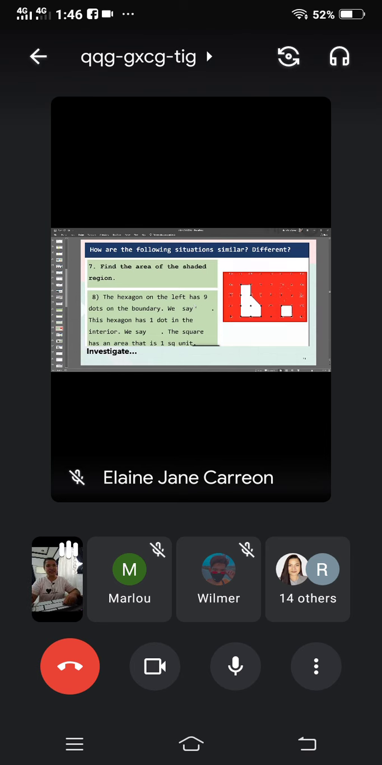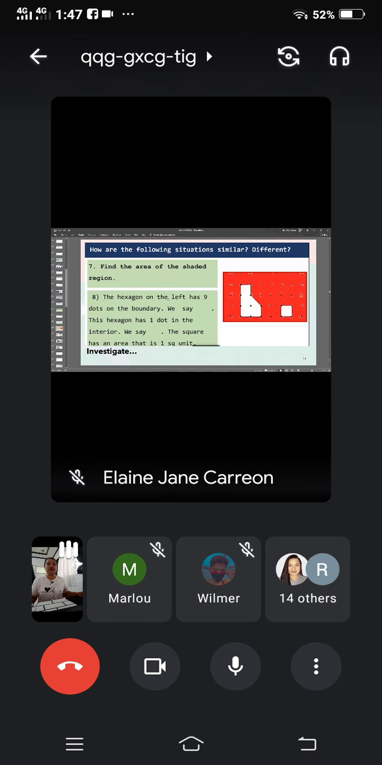Bakit number 8? Doon pa lang, meron na siyang investigate. Okay, so sabi dito sa number 7, let's analyze. Find the area of the shaded region. Ibig sabihin, ano ang area ng shaded region? So, alam mo kaagad kung alin dito ang gagawin mo. While in here, kumbaga, bitin siya.